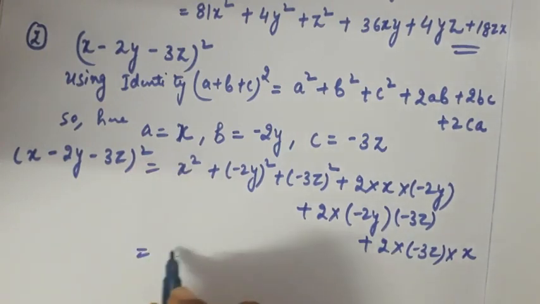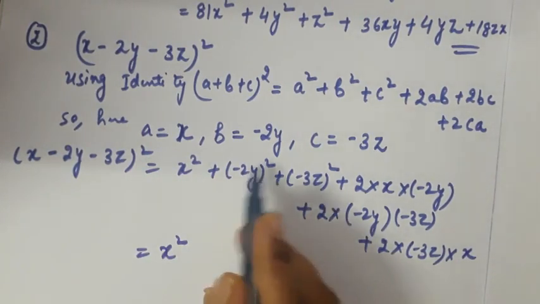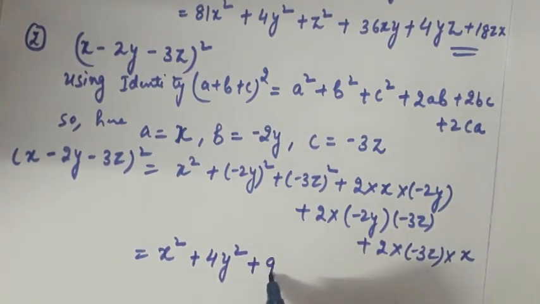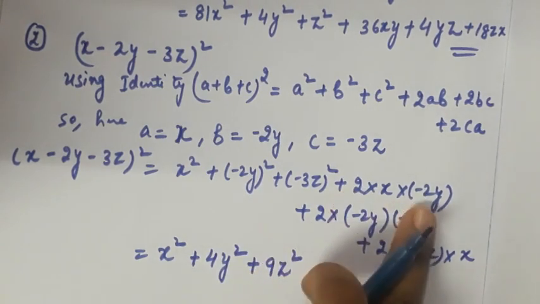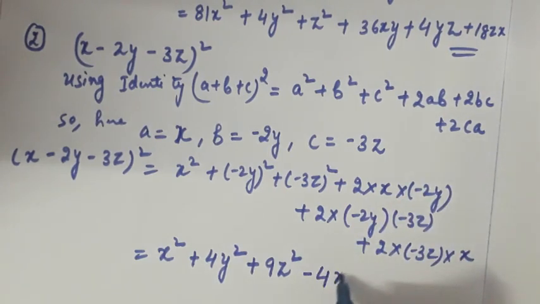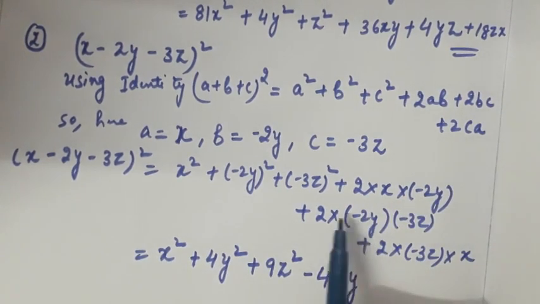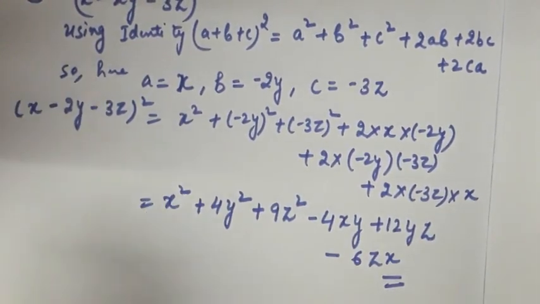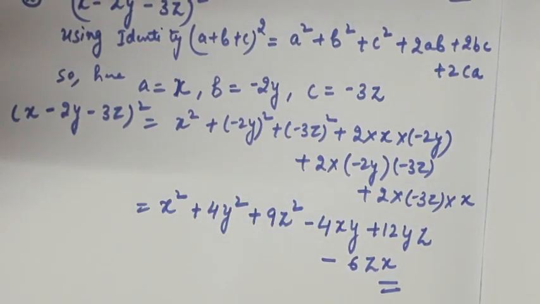So I get x², 2 squared is 4y², plus 9z². Here 2 2s are 4, but 2 into -2 is -4, so I'll write -4xy. Here 2 into -2 into -3 is 6, 6 2s are 12, plus 12yz, minus 2 3s are 6zx. So this is the expansion of the given polynomial, the given question.